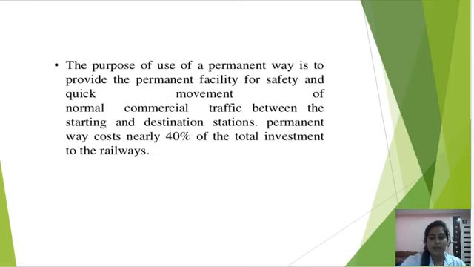So what is the purpose of this permanent way? The permanent way is to provide the permanent facility for safety and quick movement of traffic between the starting point and the destination point. To provide the quick movement of commercial traffic between the starting point and destination point, and to provide the safety. This permanent way costs nearly 40% of the total investment of the railway. So the permanent way is the completed railway track.